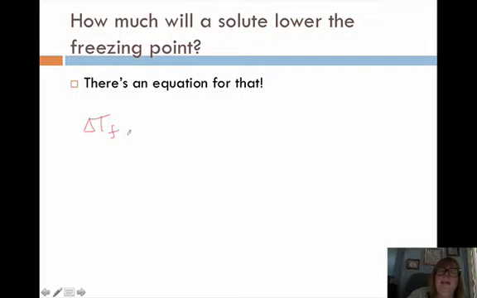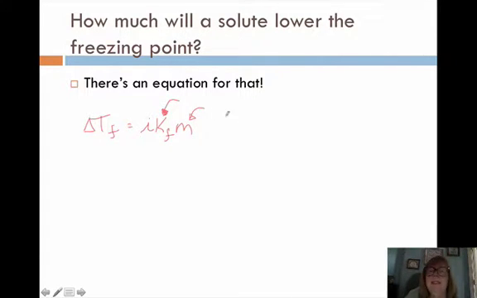How much the freezing point is lowered is equal to i, that van 't Hoff factor, the number of particles, times a constant, which is specific for the solvent that you will always be given, times molality. Doesn't this look really familiar from the boiling point elevation? This is Kf, the freezing point depression constant, and it is unique for each solvent, and you'd be given a table or the constant, and this is molality.